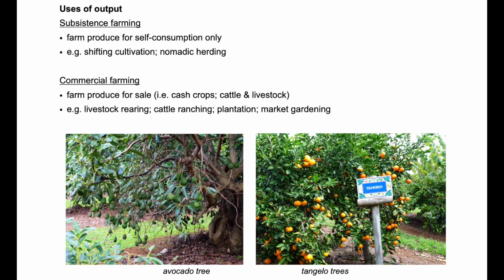Uses of output, we have subsistence and commercial. So subsistence means it's for self-consumption only. So let's say you have a small farm, or let's say you have a garden at home. You have a garden and you grow some vegetables. So you don't intend to sell those. You're just going to eat the tomatoes yourself, right? So this is subsistence farming.